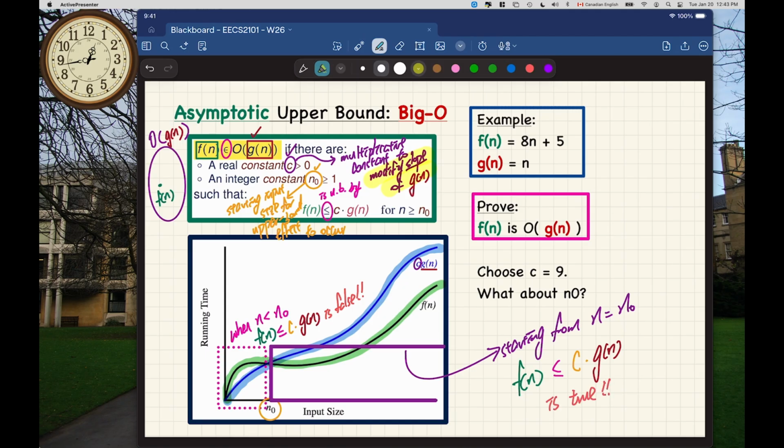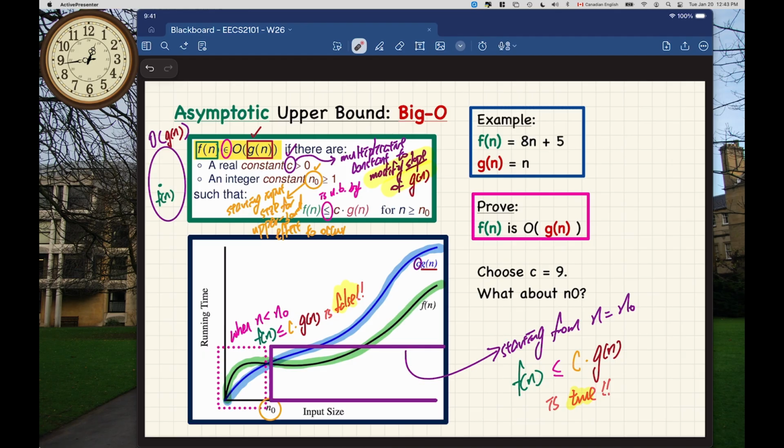Right? You're going to say when it's false versus when it is true. You'll see the green one always strictly upper bounded by the blue one. Are we okay with this? Okay, that's the formal definition.